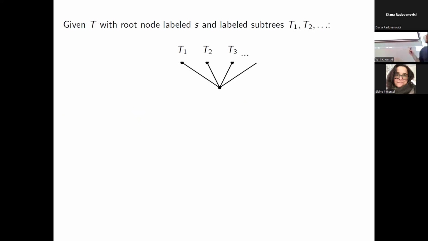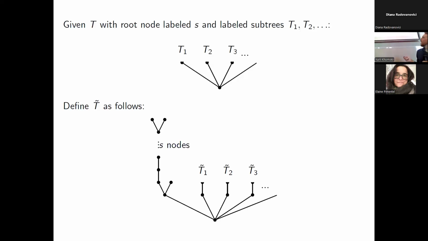So say I have a tree T. The root node is labeled S, and it's got all these subtrees. So recursively, I can know how to transform all the subtrees. And now I want to transform this tree with its subtrees. So I'm going to define the transformation as follows. Basically, I'm going to put off this extra little thing here. And remember, the root node here was labeled S. So that's really all I want to code in. So I'm going to put this little split, and then S nodes here, and then another little split. And that's going to code that the label was S.